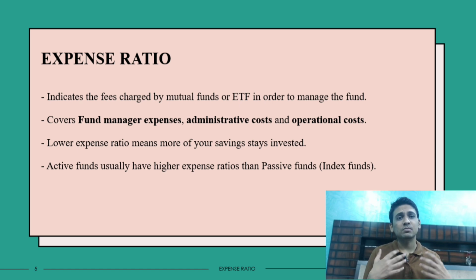Now investors usually prefer investing in index funds because these are passive funds, and they are also relatively safe as compared to active funds which have larger expense ratios like 1 to 2.5%.